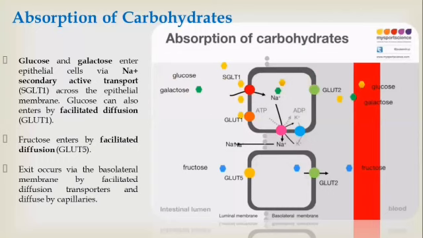Then we will talk about carbohydrates. Glucose and galactose enter epithelial cells through sodium secondary active transport across the epithelial membrane. Glucose can also enter by facilitated diffusion. Fructose can also enter by facilitated diffusion. Exit occurs through the basolateral membrane by facilitated diffusion, and the sugars then diffuse into the capillaries.